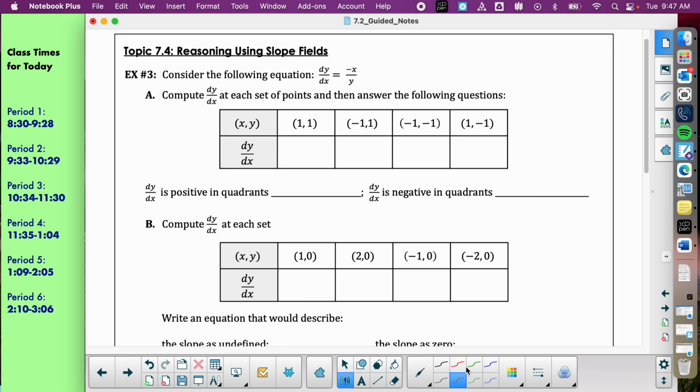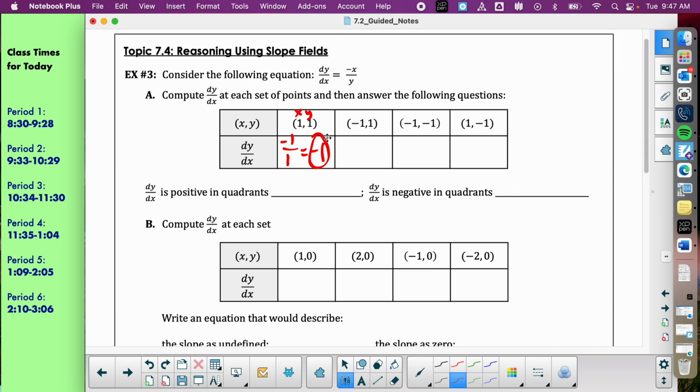Alex, do you think you could help me fill out this first square? What am I going to do with the point 1, 1? Put it into the equation. Correct. So it's negative 1 over 1, so negative 1. Perfect. So dy/dx is negative x over y, so negative the x value over the y value. That's going to be the slope that we draw at the point 1, 1.